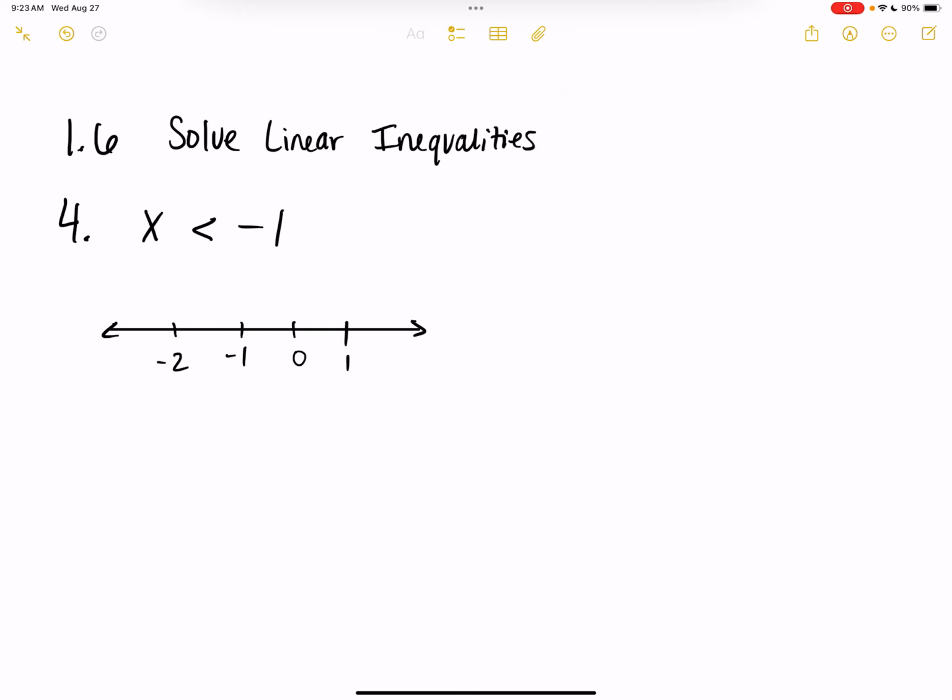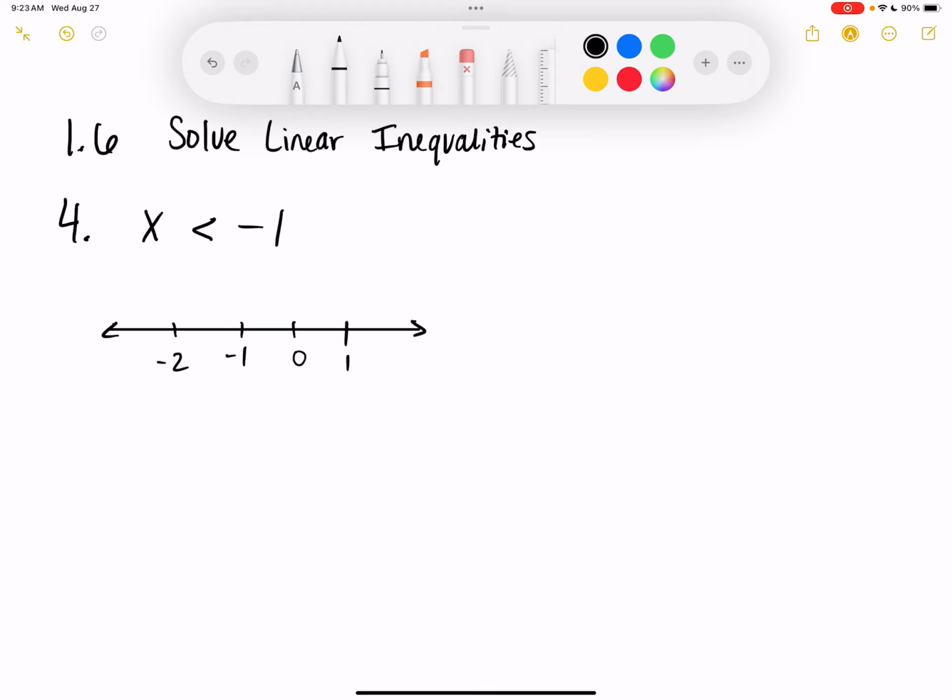So this is x is less than -1. That means I have a parenthesis opening to the left, going in the direction of my inequality sign. It's a parenthesis if it is just less than or just greater than, and then it is a bracket if it's the or equal to.